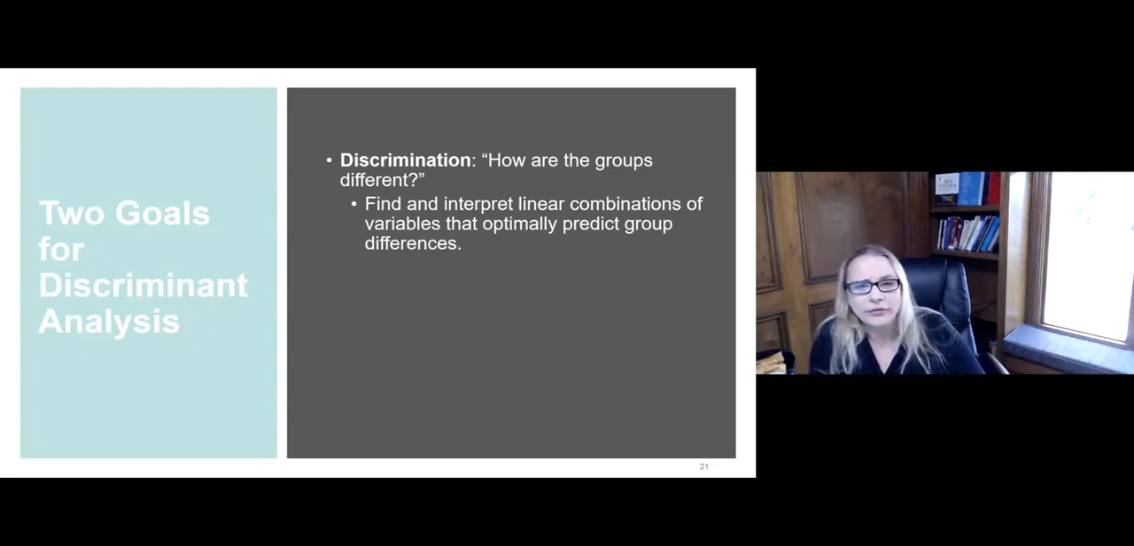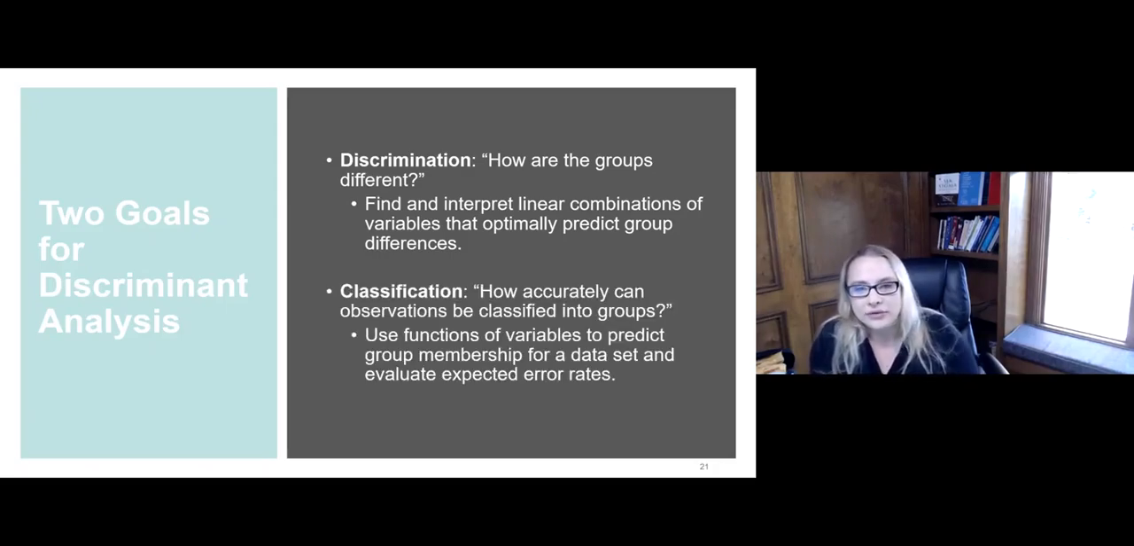As I mentioned, there are a few goals, and the 2 primary goals that we will use discriminant analysis for is first for discrimination. That is, how are the groups different? Okay, and you find and interpret them, and then your combination of the variables that optimally predict the differences between the groups. The other thing we use it for is classification, which looks at how accurately we can classify objects into groups, and we use functions of variables to predict group membership for a data set and evaluate the expected error rates.